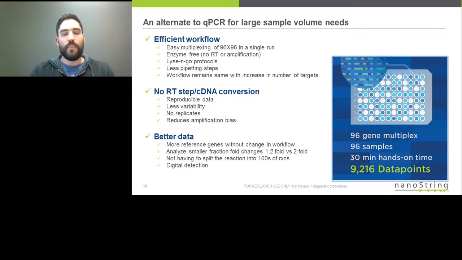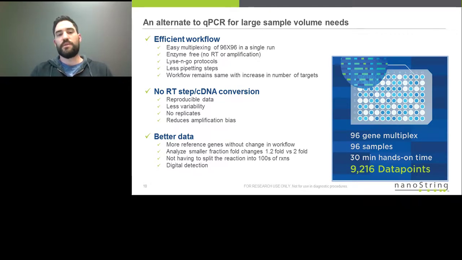So the advantages: since it's a hybridization, it ends up being enzyme free, which is great. I'm going on the left here under efficient workflow and going down each of these check marks. So it's enzyme free, which makes it easier. We're working on what we're calling lyse-n-go protocols, so you don't have to purify your RNA to actually measure what's in your cells. In the end, there are fewer pipetting steps because of the ease of use, just the way the assay is set up.